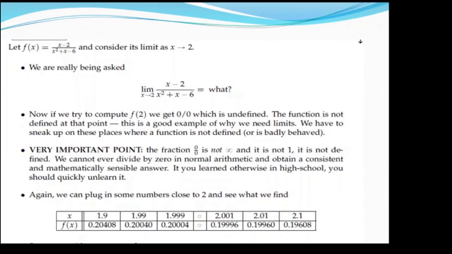Now let us have this example. This is a function f(x) given by (x minus 2) divided by (x squared plus x minus 6), and we are going to find the limit as x tends to 2. It can be written like this: limit x tends to 2 of (x minus 2)/(x squared plus x minus 6). Generally, what we usually do is put the value 2 here and see the value.